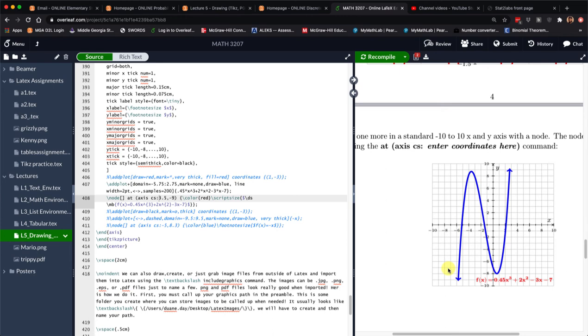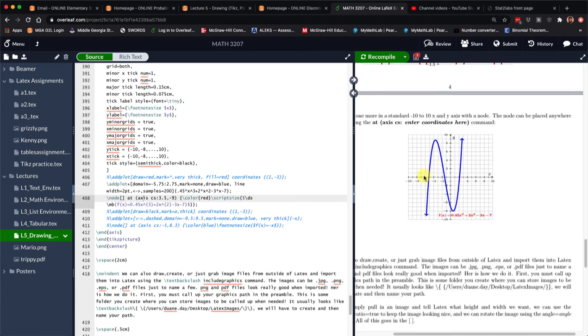And so we get that picture, we get that at the bottom, and we can place that anywhere we want as long as we use that command node and then do at, and in the parentheses here axis CS colon, and put your coordinates right afterwards. Okay, so not too bad, it's just a little bit finicky when you're first learning to use it. Alright, we're almost there.